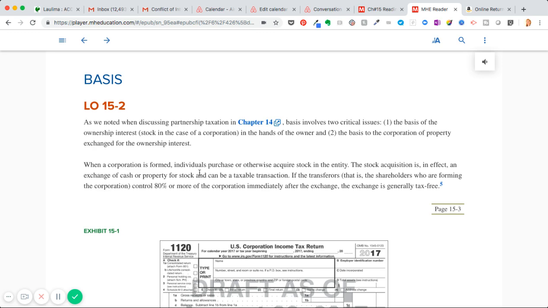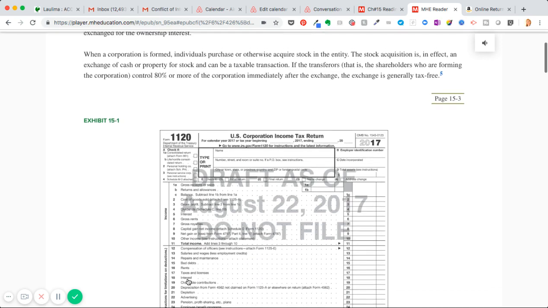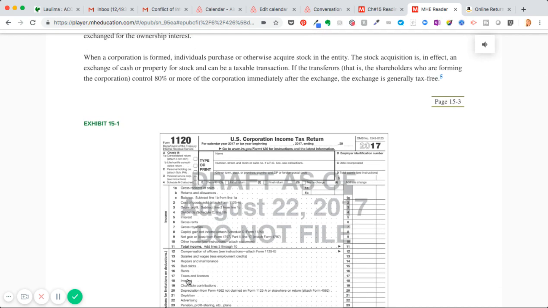If the transfers, so that's the shareholders who actually formed the corporation, control 80% or more of the corporation immediately after the exchange, it is generally tax-free. So there are 2 main types of corporations. There's private and there's public corporations.